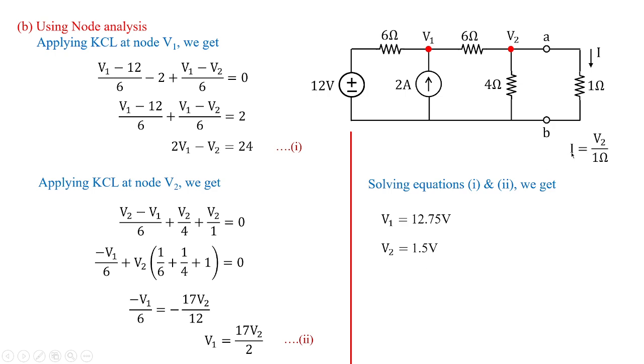And what is the requirement? Our requirement is I equal to V2 by 1, that is 1.5 by 1, which is nothing but 1.5 amperes. The same answer we got using mesh analysis or super mesh analysis.